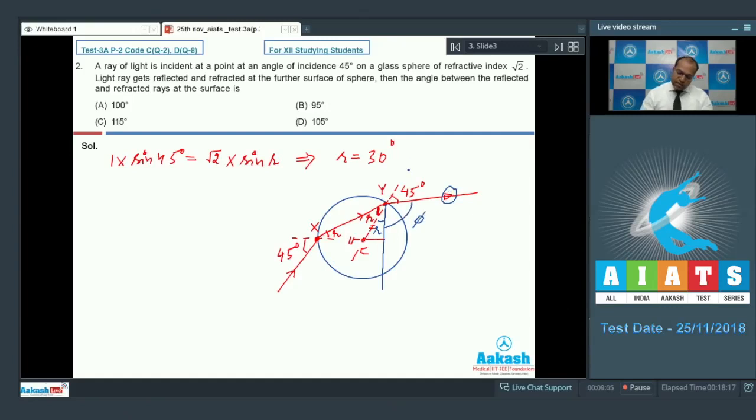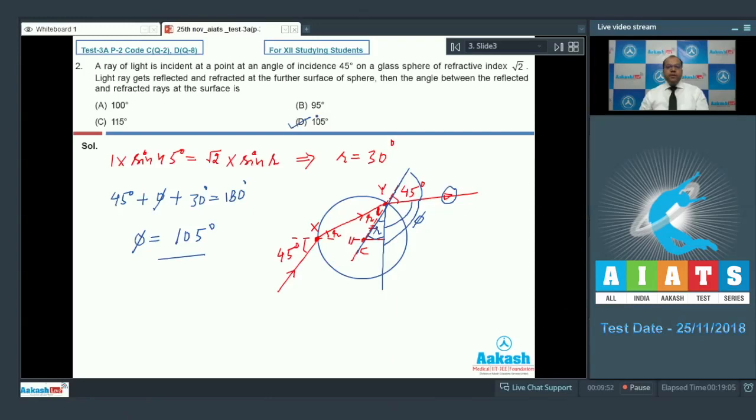If I see this line, this angle plus this angle plus this angle must be equal to 180 degree. So 45 degree plus phi plus 30 degree must be equal to 180 degree. From here the value of phi comes out to be 105 degree. So option D is the correct answer. The correct answer for question number 2 is option D.